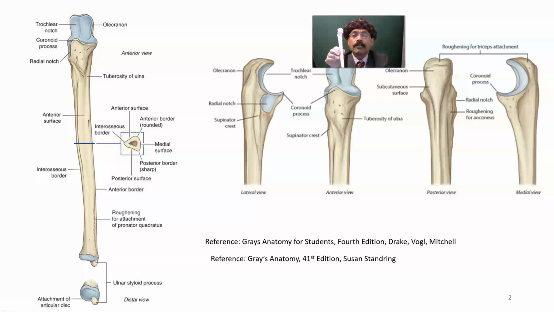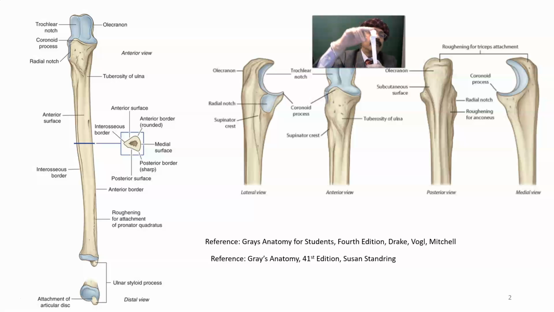This is the anterior surface. The medial surface is between the anterior border and the posterior border, the medial surface here. The posterior surface is between the posterior border and the interosseous border. So we got the three surfaces of the shaft of the ulna.